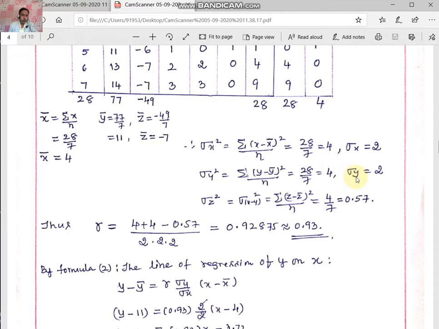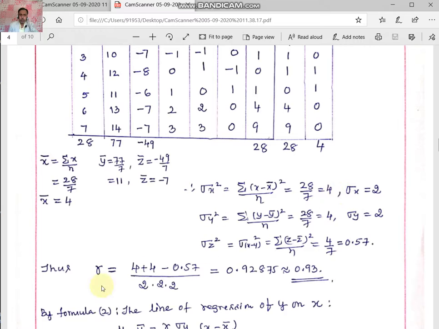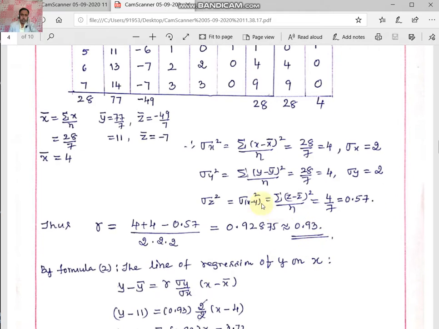Again, standard deviation of y is 2. Sigma z square, variance of z, is equal to 4 by 7, that is 0.57. Substitute these values in the formula called R and simplify. R becomes 0.92875, or approximately equal to 0.93. This is the correlation coefficient between x and y values.